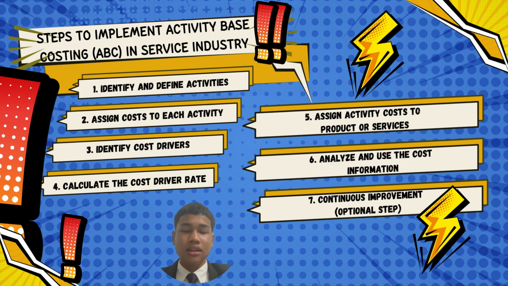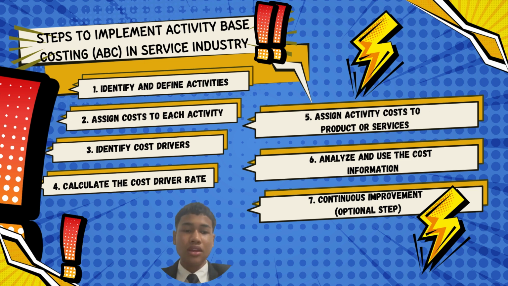The third step is identify cost drivers. Cost drivers are the things that cause an activity to happen or grow in cost. For example, the number of customer calls or the number of service hours could be a cost driver. Finding the right cost driver helps us understand what increases the cost of each activity.